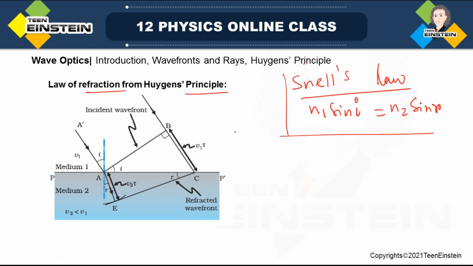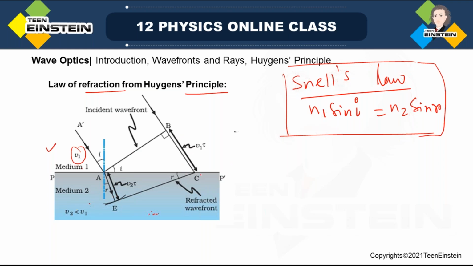So to do that, we will be using Huygens principle. What we have taken, we have taken two transparent media. Suppose we are just observing this experiment. So this is medium 1 having velocity of light v1, so you can find out the refractive index. The other one is medium 2, which is a denser medium, and medium 2 has velocity v2, which is less than v1. We'll prove why it is so.